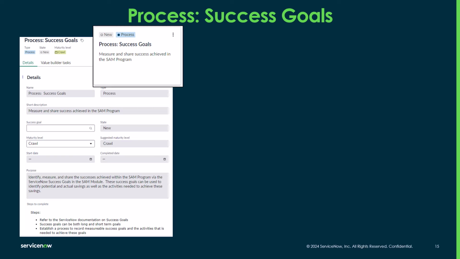Oftentimes it's really hard for software asset managers or any IT asset managers to really show the value because a lot of times it's not cost savings per se, but it's more cost avoidance, and it's really hard to quantify cost avoidance unless you're properly tracking it. So having success goals within the tool really helps you identify those short-term, long-term goals, and helps you keep a record of what you've achieved as a SAM department and as part of your SAM program.